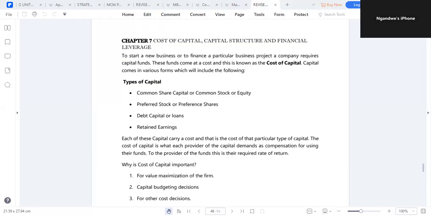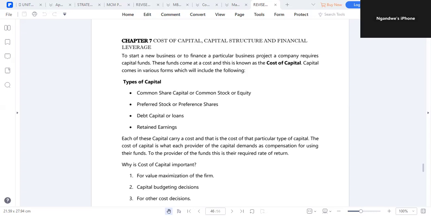Welcome to our session in finance, where we're going to look at what is called the cost of capital. Others call it WACC. You must understand that whenever you want to start or finance a project as a company, you require funds, and some of these funds will come from equity, others from debt, others from retained earnings. Collectively, we call this the cost of capital.